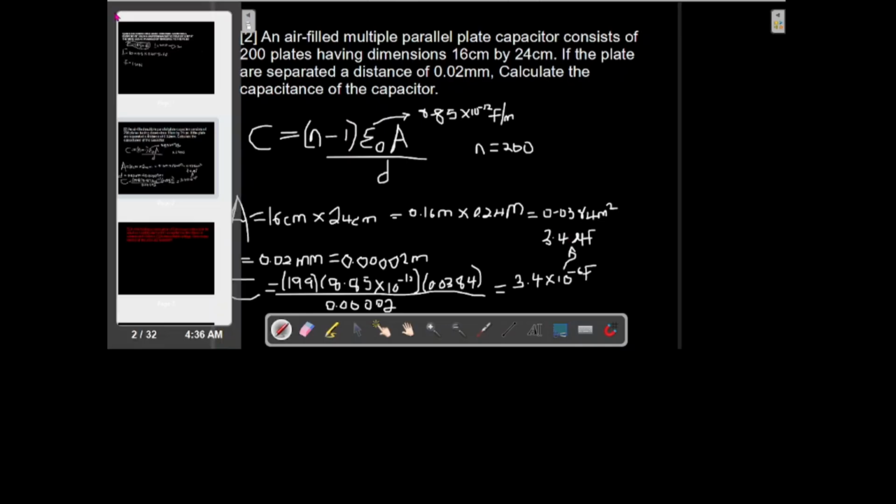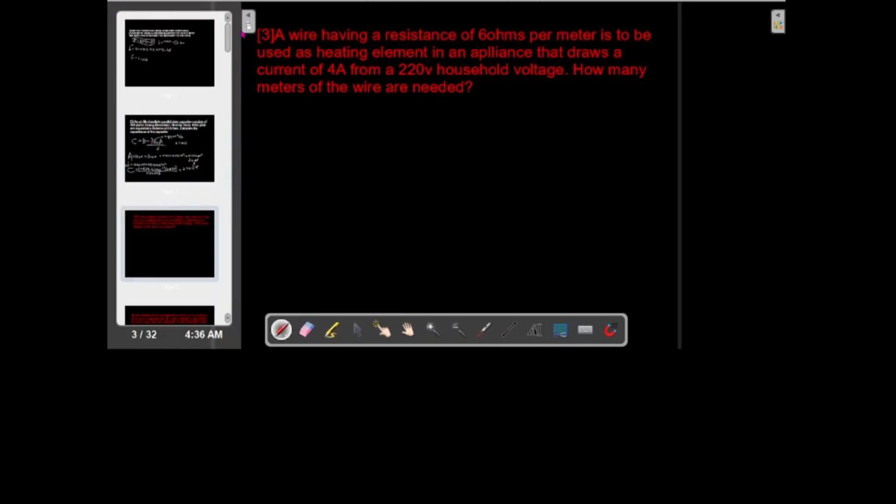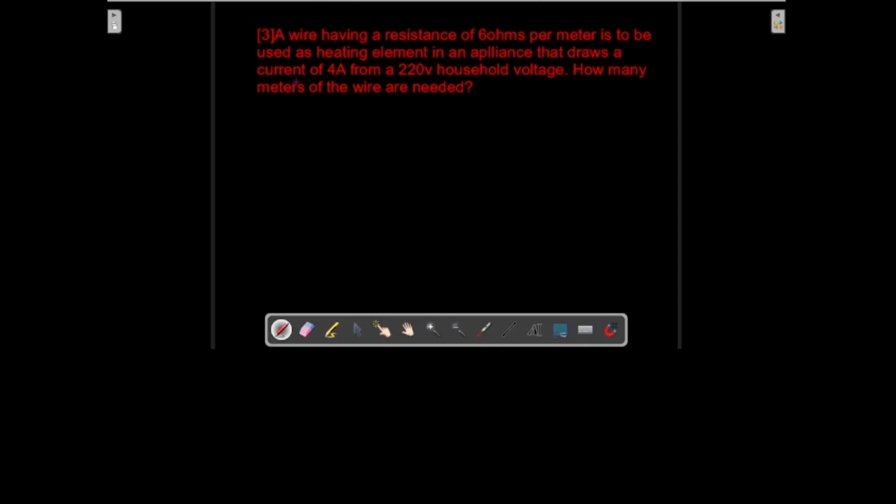That brings us to the third question, which says a wire having a resistance of 6 ohms per meter. All right, so basically you remember that the unit of resistance is ohms, not ohms per meter. But in this particular question, we are using ohms per meter, that is per meter of the wire. It's to be used as a heating element in an appliance that draws a current of 4 ampere from a 220 volt household voltage. How many meters of the wire are needed? All right, so we need how many meters of the wire?